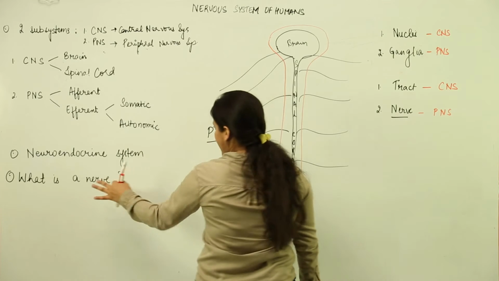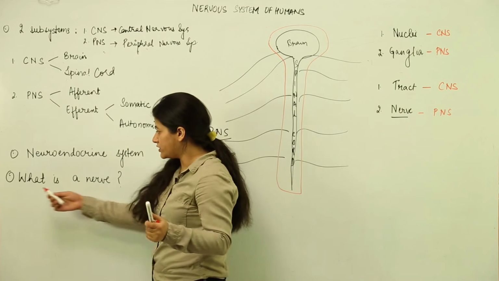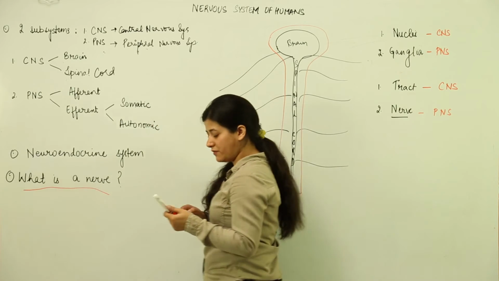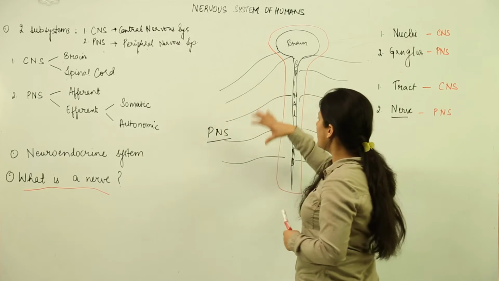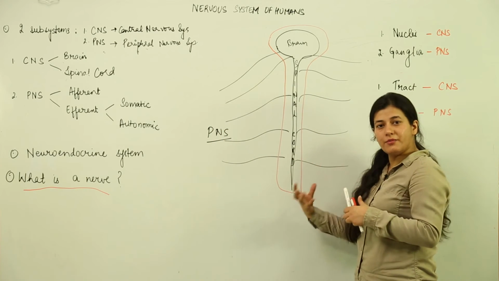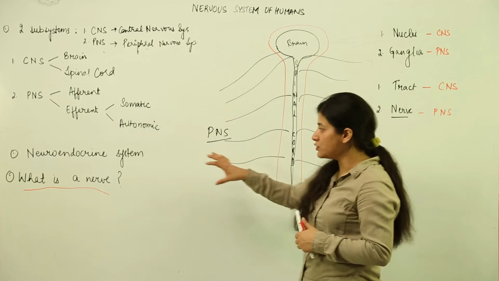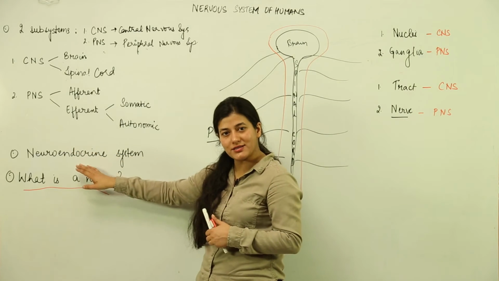Now here the question arises, what is a nerve? We are going to come to it, but before that, because we are talking about how many types and subsystems are present inside the nervous system of human beings, we are going to talk about the neuroendocrine system as well.